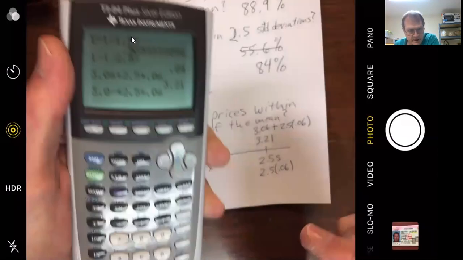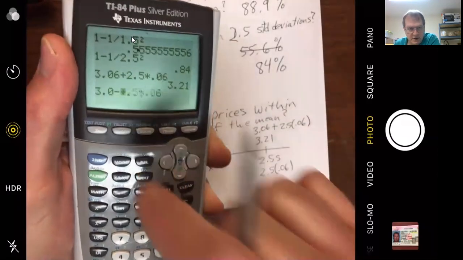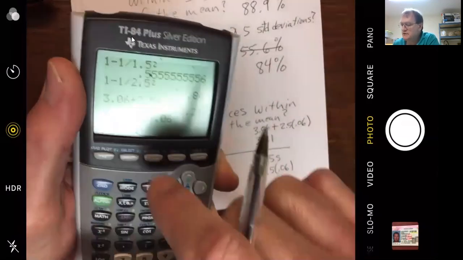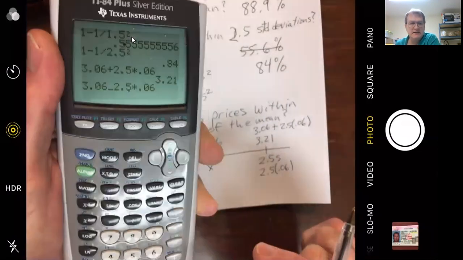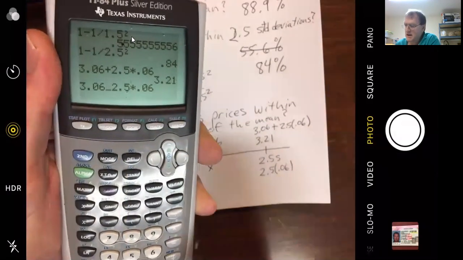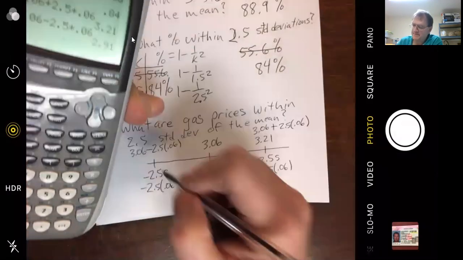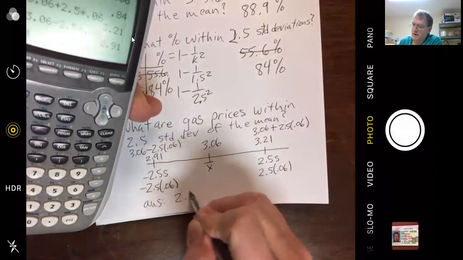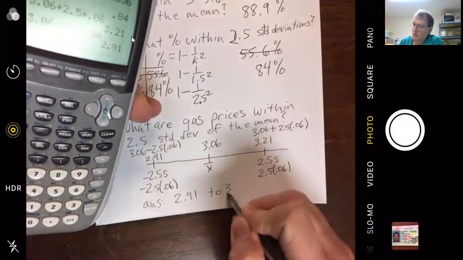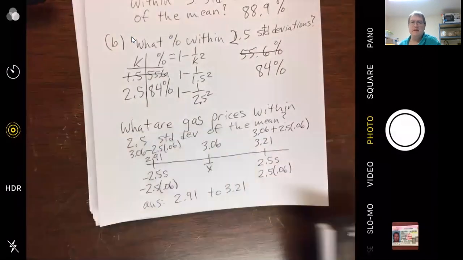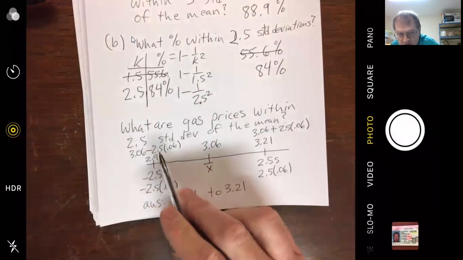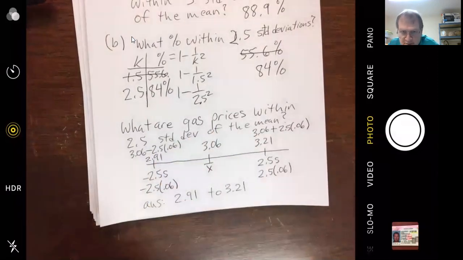Oops, I somehow put it in. How did I do that? Delete the plus. Oh, I overwrote the 6. Sorry. So I insert the 6. I'm making this a lot more complicated than it is. Now I think I finally got it. 2.91 to 3.21. And those are the gas prices within 2.5 standard deviations of the mean.